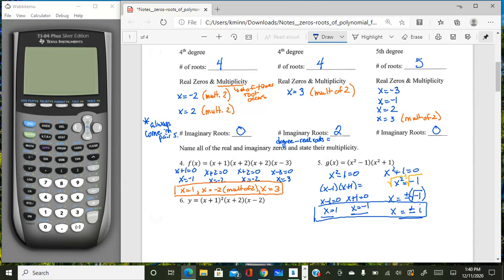In number 6, we have 3 separate factors. However, this one is occurring twice. So that means that x plus 1 is equal to 0 twice. So x equals -1 has a multiplicity of 2. X plus 2 equals 0, so x equals -2. And x minus 2 equals 0, so x is equal to 2. So our 4 solutions for this are -1 twice, -2, and +2.